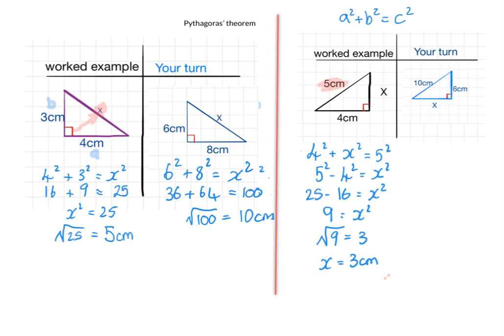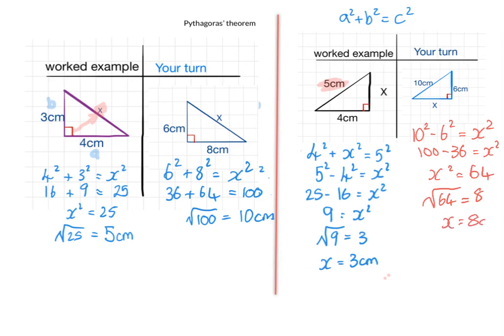Hopefully then you should have on this question done your 10 squared minus 6 squared to get x squared. So that's 100 minus 36 equals x squared. So x squared is equal to 64, and the square root of 64, what times by itself makes 64, is 8. So x is 8 centimetres.